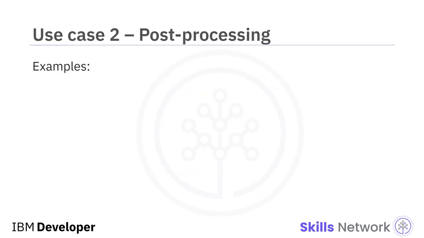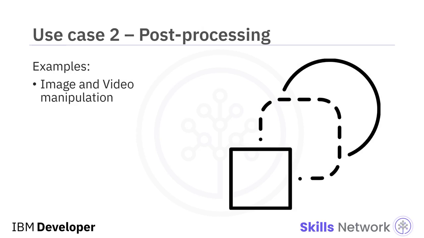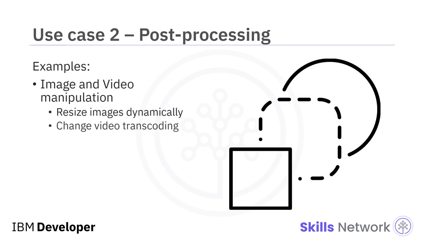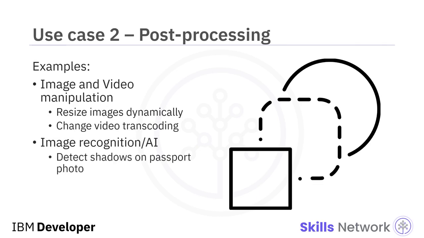Examples of post-processing include image and video manipulation, where you can dynamically resize images or change video transcoding for different target devices. Post-processing could also be used for image recognition or artificial intelligence purposes to detect if there are any shadows on your passport photo.